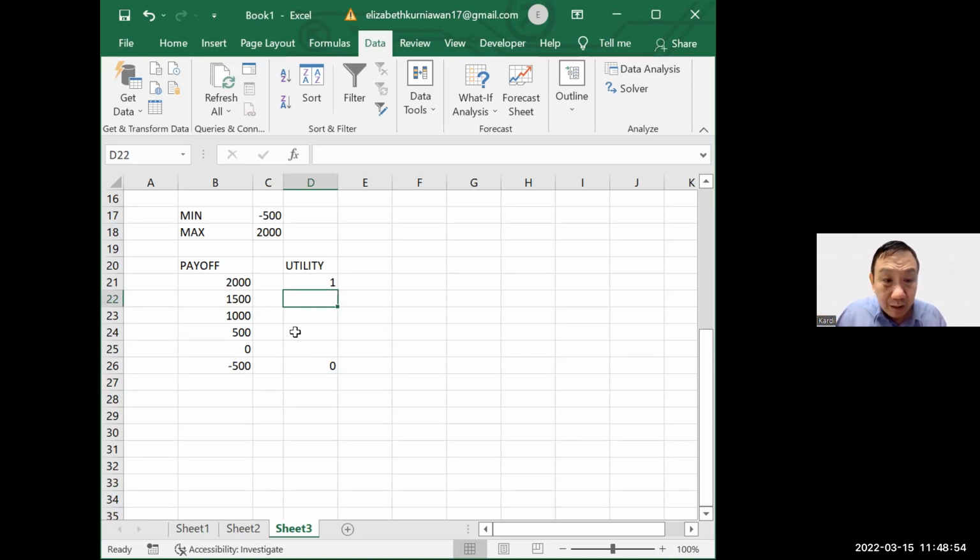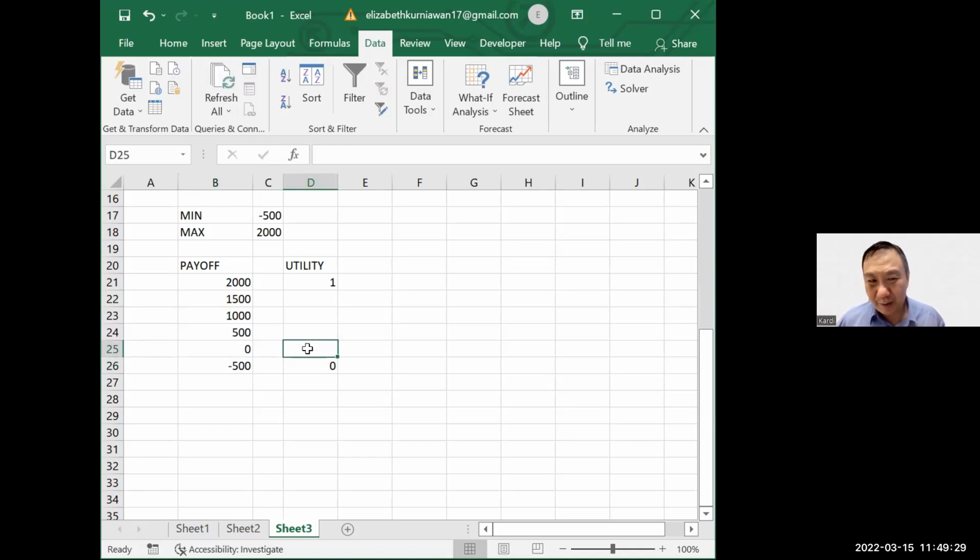That means 500 must be larger than 0, right? 1000 must be larger than 500. So you can fill in anything, and then you evaluate your own feeling. You know that if you lost $500, you feel bad. That is 0, right? If you get $2,000, you feel very good. That is 100%. Now you evaluate your own feeling and then you fill in these values.